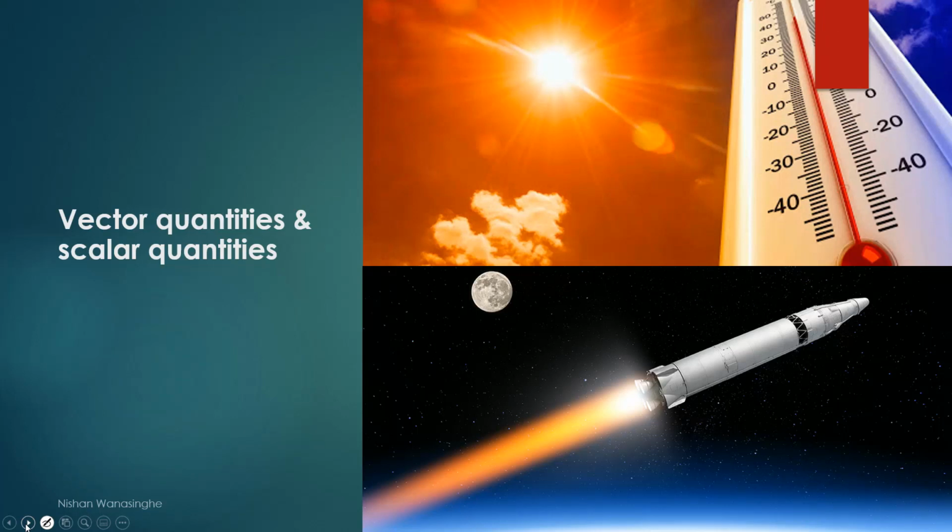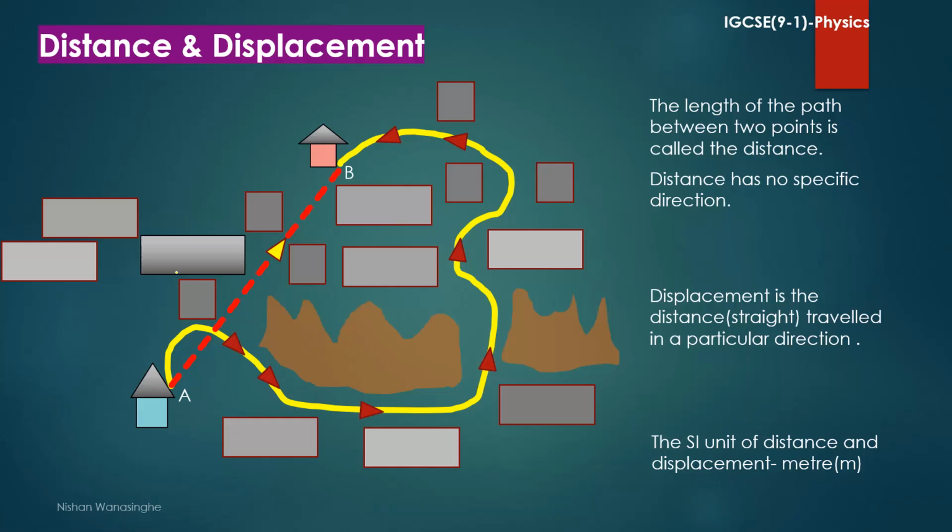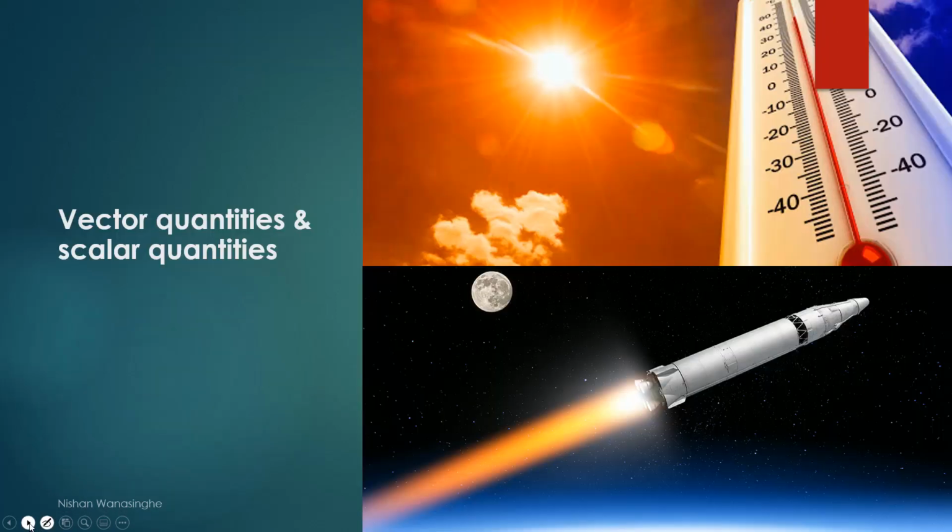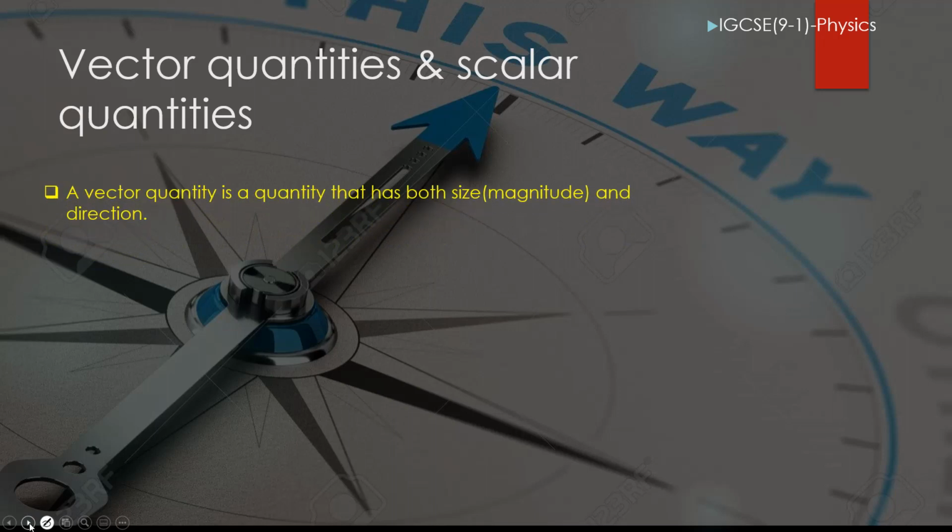Now we'll come to vector quantities and scalar quantities. In the previous slide you can see that for distance the direction always changes. There is no specific direction. But when you check the A to B straight path, there is a proper direction. You can mention an angle because that angle doesn't change. It is a straight line. So the A to B displacement you can mention with a direction. Such quantities we call vector quantities, and quantities like distance we call scalar quantities.